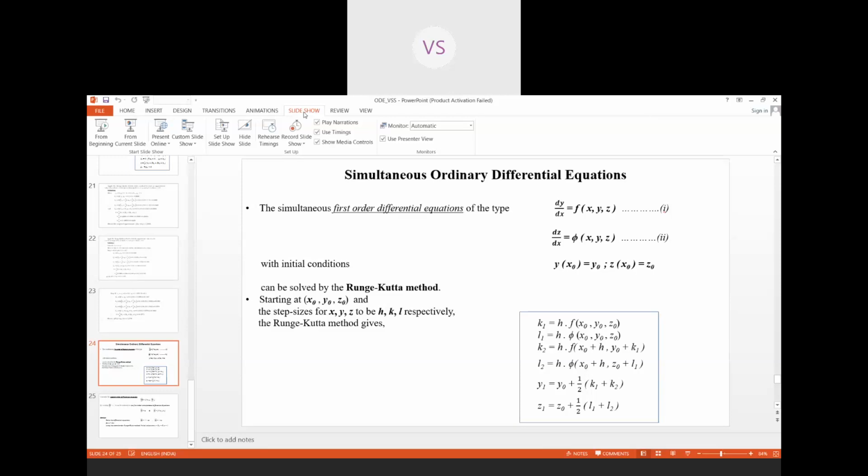So today we'll be covering the last part of the ordinary differential equations, that is simultaneous ordinary differential equation.